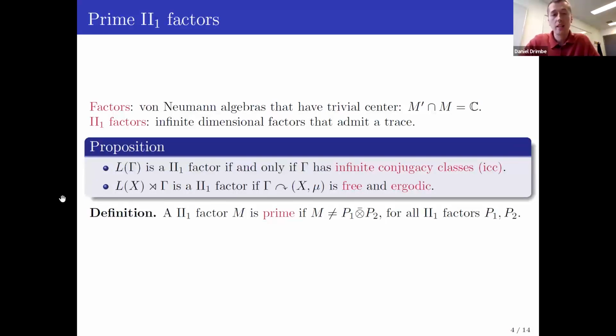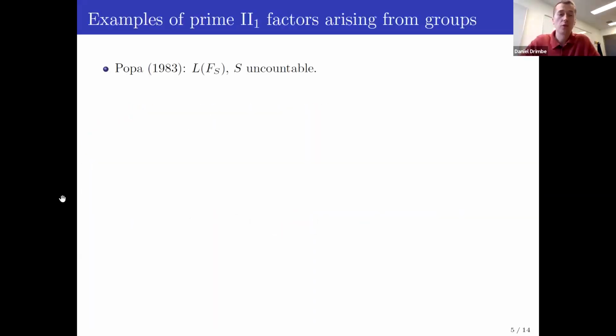And now finally, let me recall what a prime II1 factor is. M is prime if M simply cannot be written as a tensor product of two II1 factors P1 and P2. A quick remark is that if Γ is a product group, Γ1 times Γ2, then clearly L(Γ) will not be prime, as it has this decomposition. So if you want to find II1 factors that are prime, we should look for groups that don't have commutation. The first example goes back to the work of Popa in 1983. He showed that the free group factor on uncountably many generators is prime.